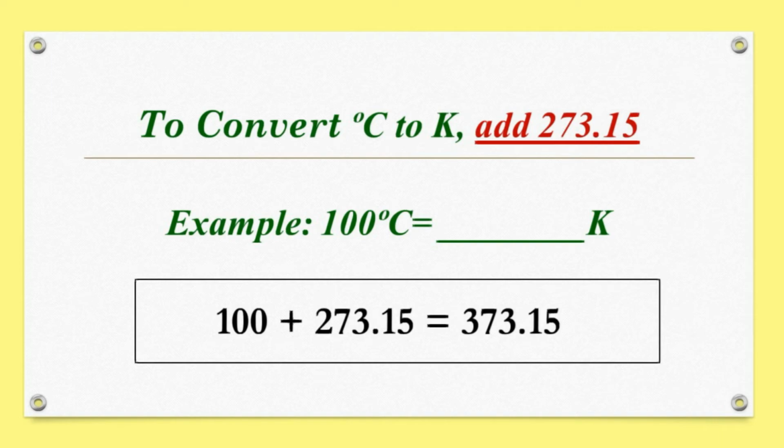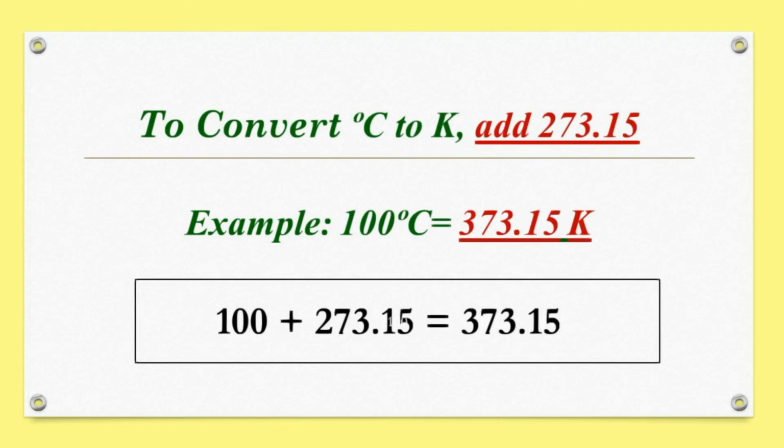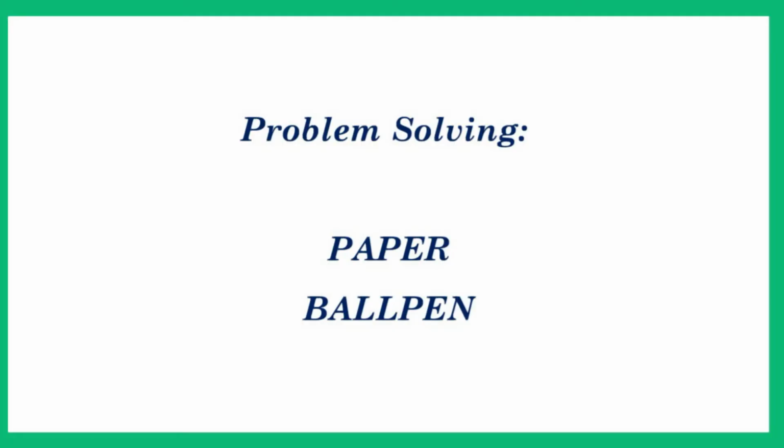273.15. Example, 100 degrees Celsius is equal to how many Kelvin? For the solution, 100 plus 273.15 is equal to 373.15. Therefore, 100 degrees Celsius is equal to 373.15 Kelvin. We'll proceed with the problem solving part. Be ready with your paper and ball pen.